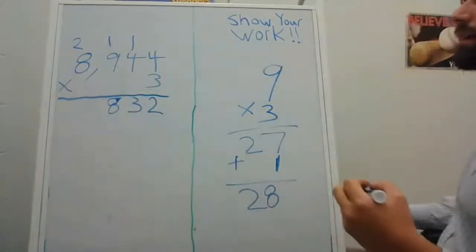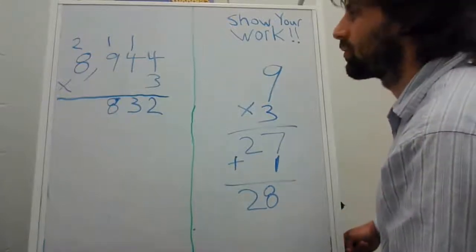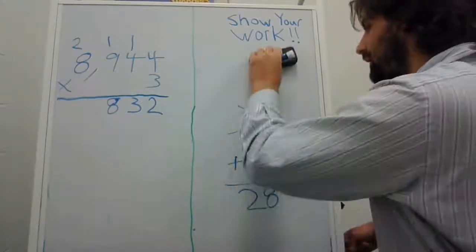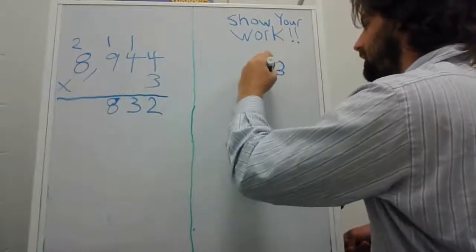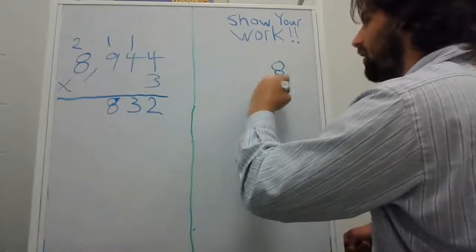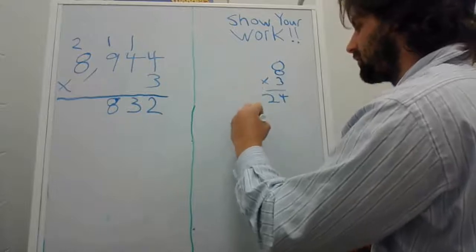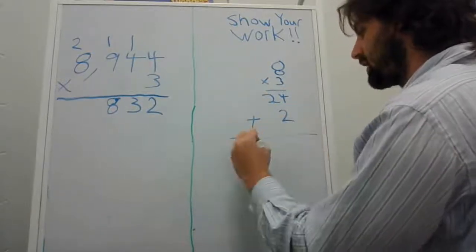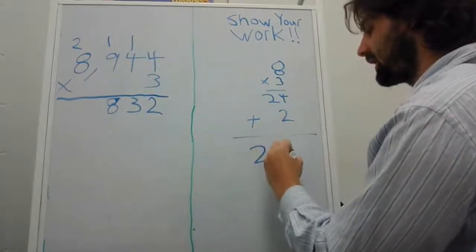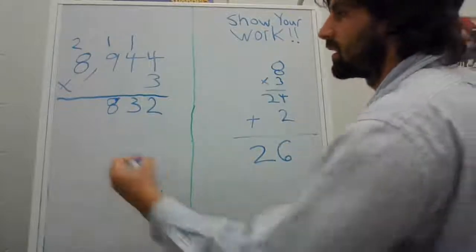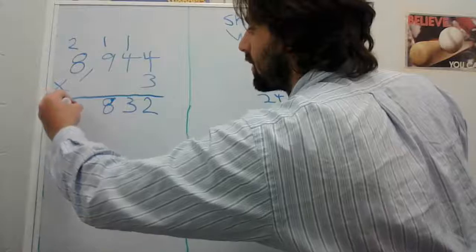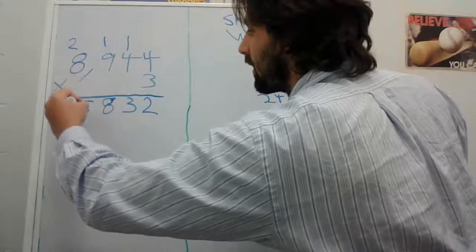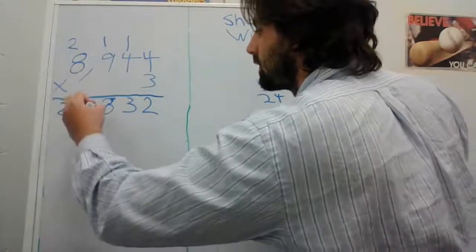All right, 8 times 3 is 24. That's the very last one we're going to do, 8 times 3. 8 times 3 equals 24, plus the 2 that we carried over equals 26. Since there's no other digits to carry over, I'm just going to write 26 in front of the 832.